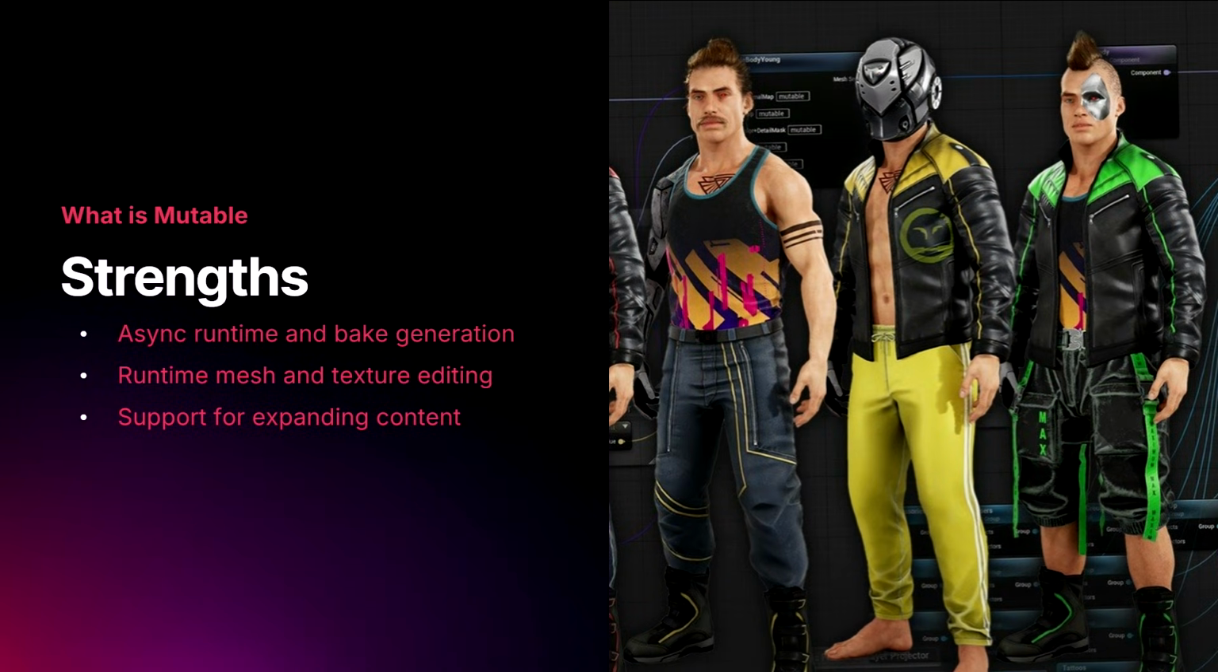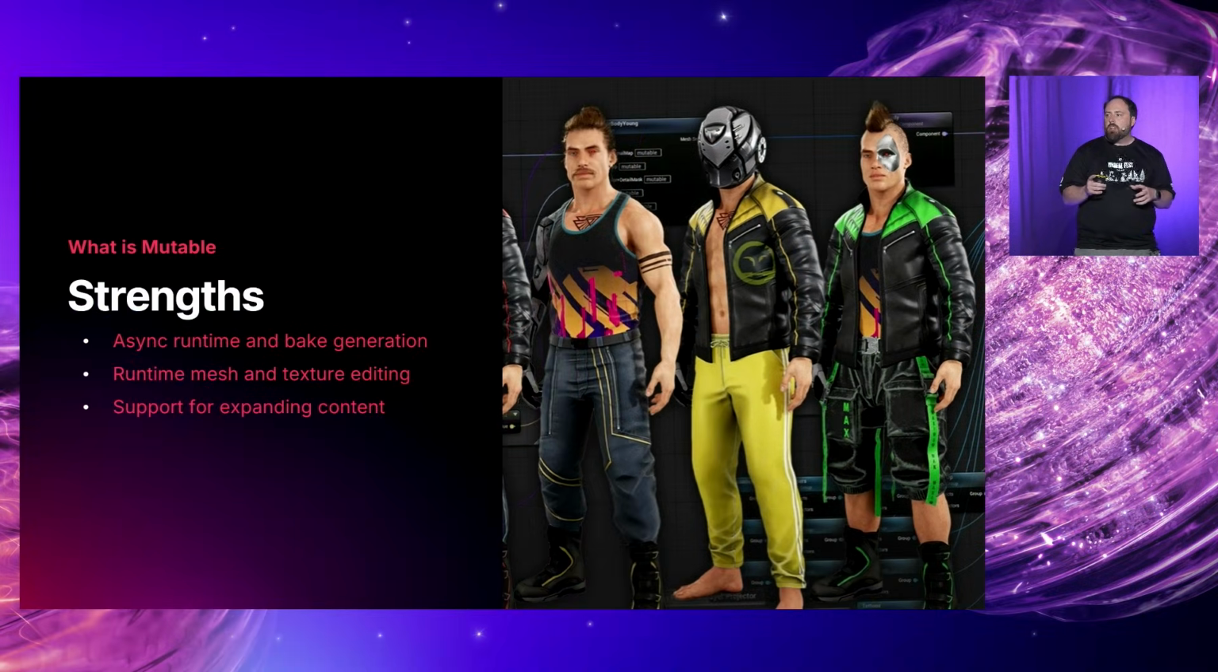The first one is that it's got async runtime and baking features to generate these meshes. You can use it at runtime and load these things into memory and use them in your gameplay. Or if you can't afford that, you can still have your customization options. Take all these meshes that you want to combine, put them into a customizable object, and bake them out to create a whole suite of characters for crowds or NPCs or things like that.